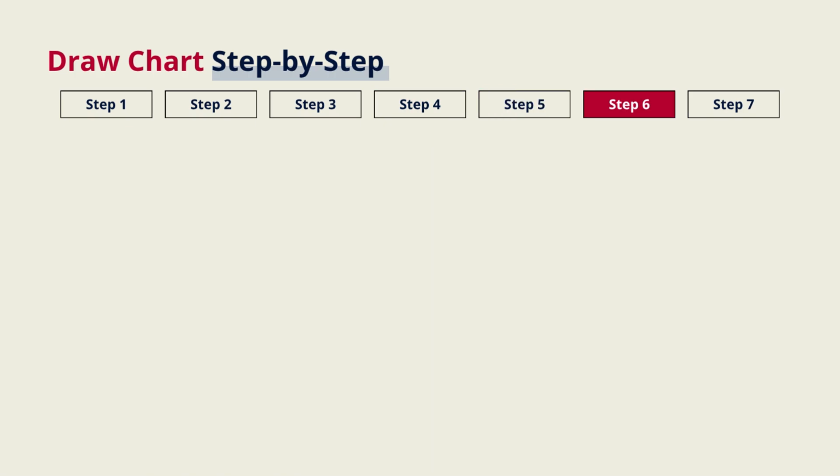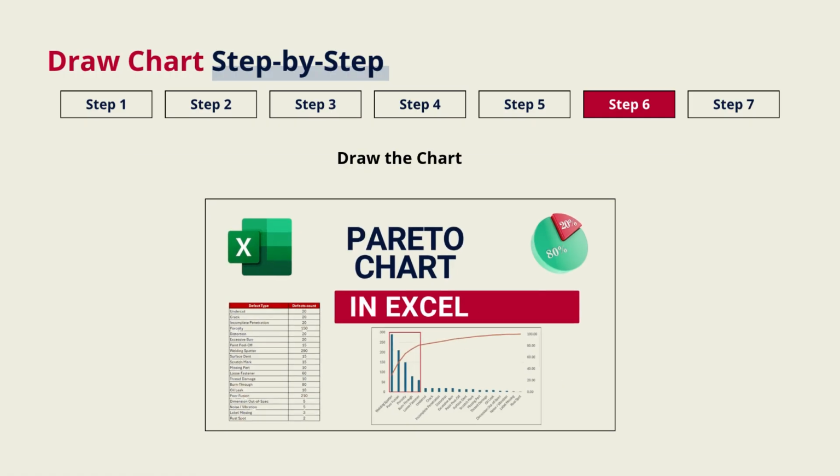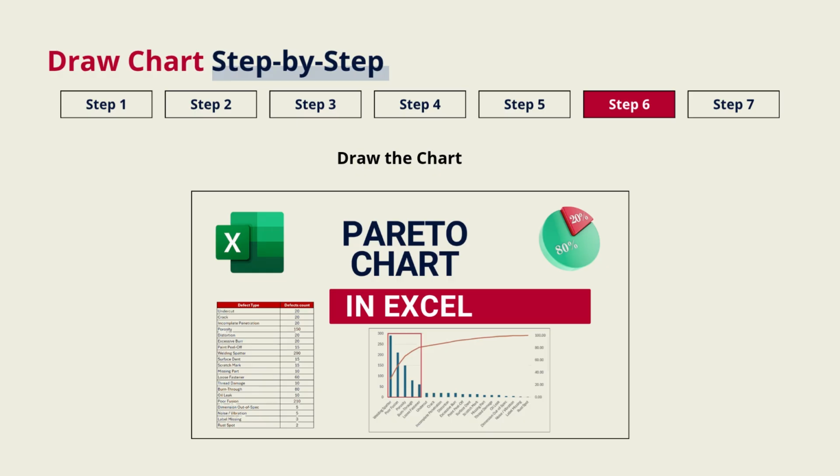Step 6. Draw the chart. Plot the bars for each cause on the x-axis, frequency on the y-axis, and add a line for cumulative percentage. Highlight where the cumulative line crosses 80%. This is your vital few zone. I've made a separate video that shows exactly how to create a Pareto chart in Excel. Don't forget to check it out. The link is in the description.